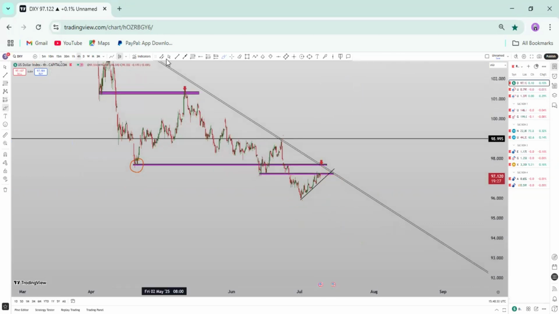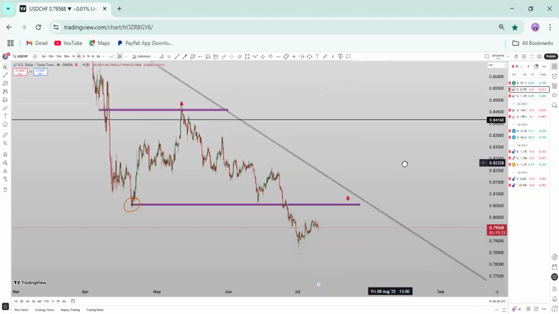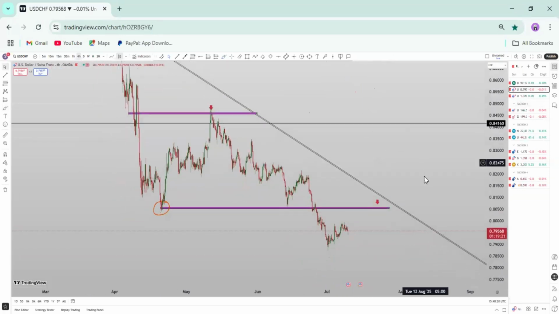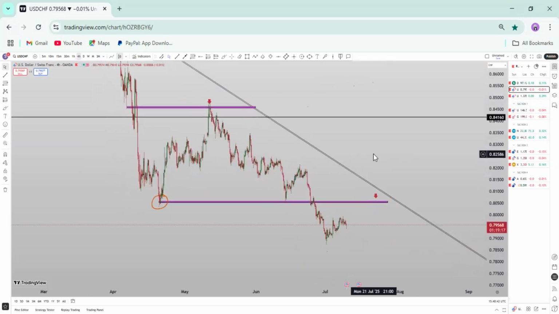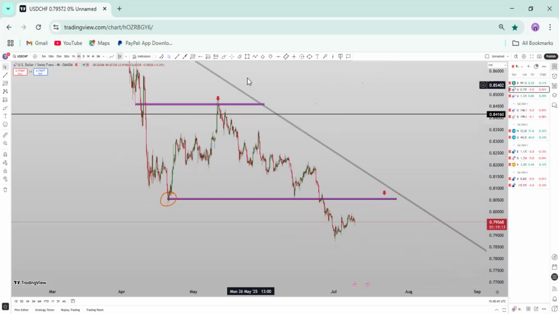Let's go to another pair and see. Another pair that I want to check is USD-CHF. Currently, we don't have much to see on USD-CHF because I don't like the retracement. The retracement is still shallow or too small for me to think of continuing with a sell setup.